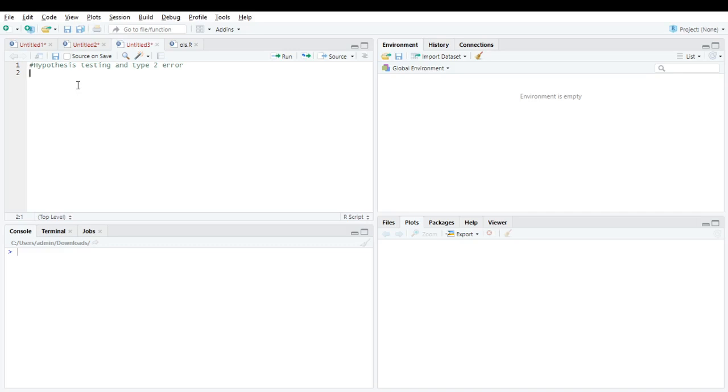So the probability of committing a type 1 error is called the significance level. This thing you have to remember: the probability that you are committing this error is called the significance level. Okay, so let's start using R for some of these type 1 error tests.